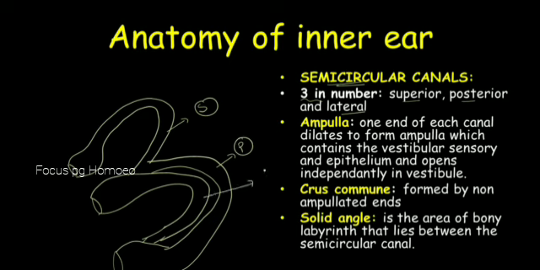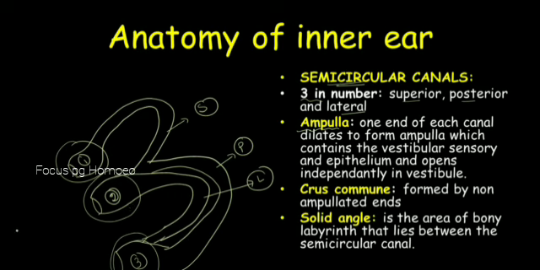So this is just a 2D image. Don't get confused by this. The ampulla is nothing but the dilated end. Here there are three ampullas, 1, 2, 3, which you can see as a dilation of the semicircular canal which opens into the vestibule. Then comes the crus commune, formed by the non-ampulated ends. You can see there is no dilatation in this area, so this is called the crus commune. And the solid angle is none other than the area of the bony labyrinth that lies between the semicircular canals. So I think you might have understood now.